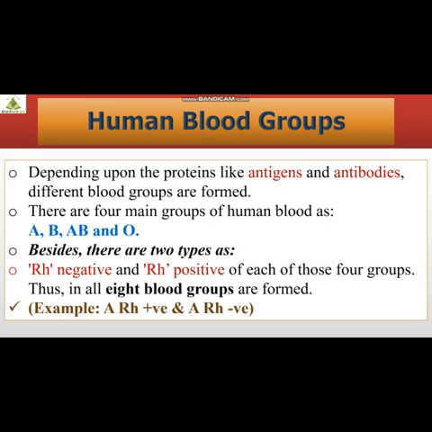Now besides, there are 2 types, Rh negative and Rh positive, of each of these 4 groups. For example, A Rh positive, A Rh negative, B Rh positive, B Rh negative, AB Rh positive, AB Rh negative, O Rh positive, O Rh negative. Understood? That means total how many blood groups are formed, students? 8 blood groups are formed. I hope you understood this Rh positive and negative.